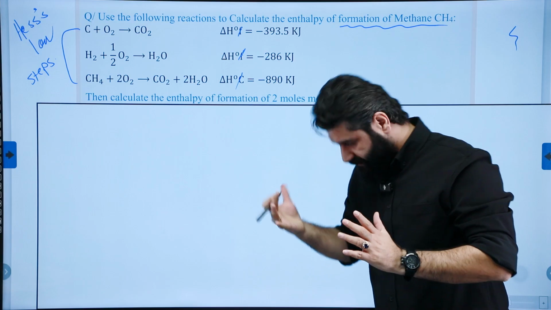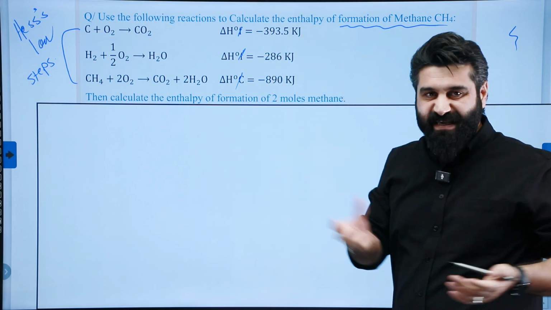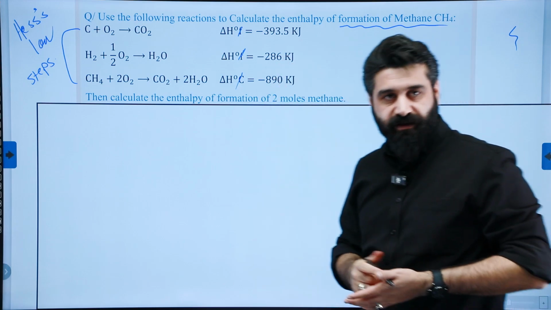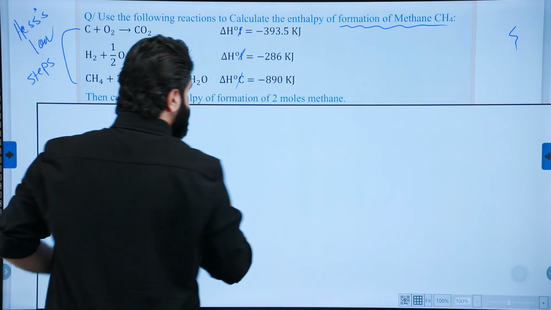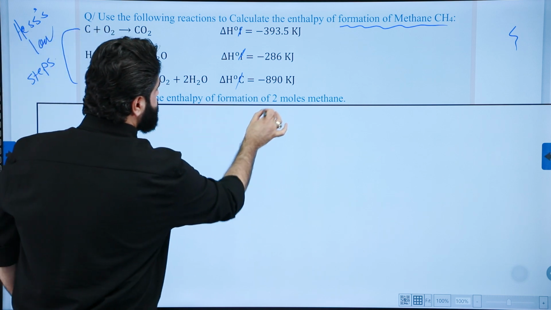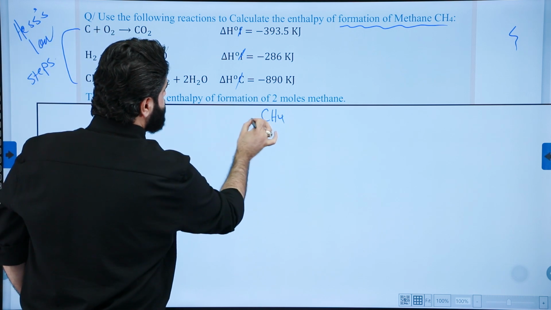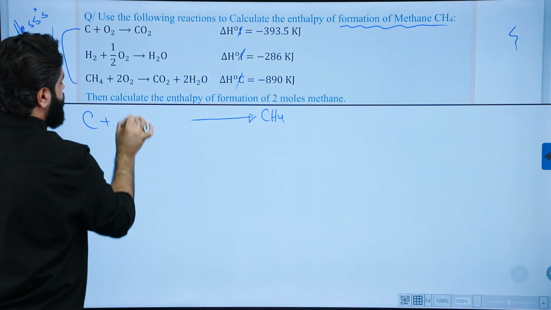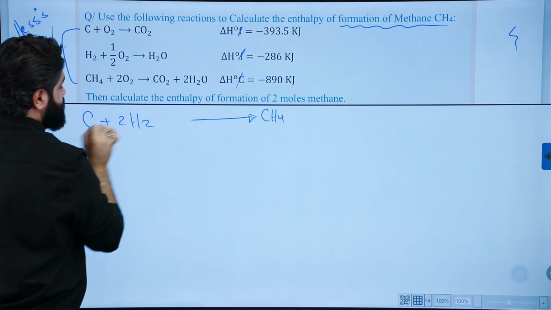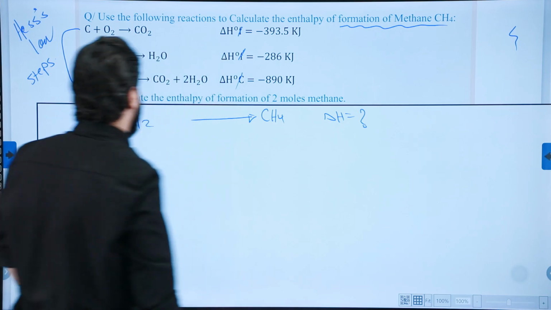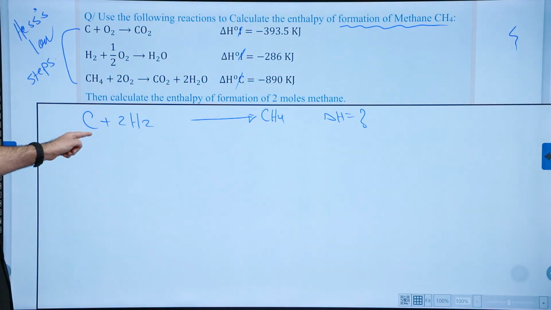So my dear, please read the question carefully. Take out the overall from there, because all of them have their own values, so the overall must be inside the question. Look, formation of methane: CH4 is produced from the combination of carbon and H2, which must be times 2. Value of delta H equals what? Very good.